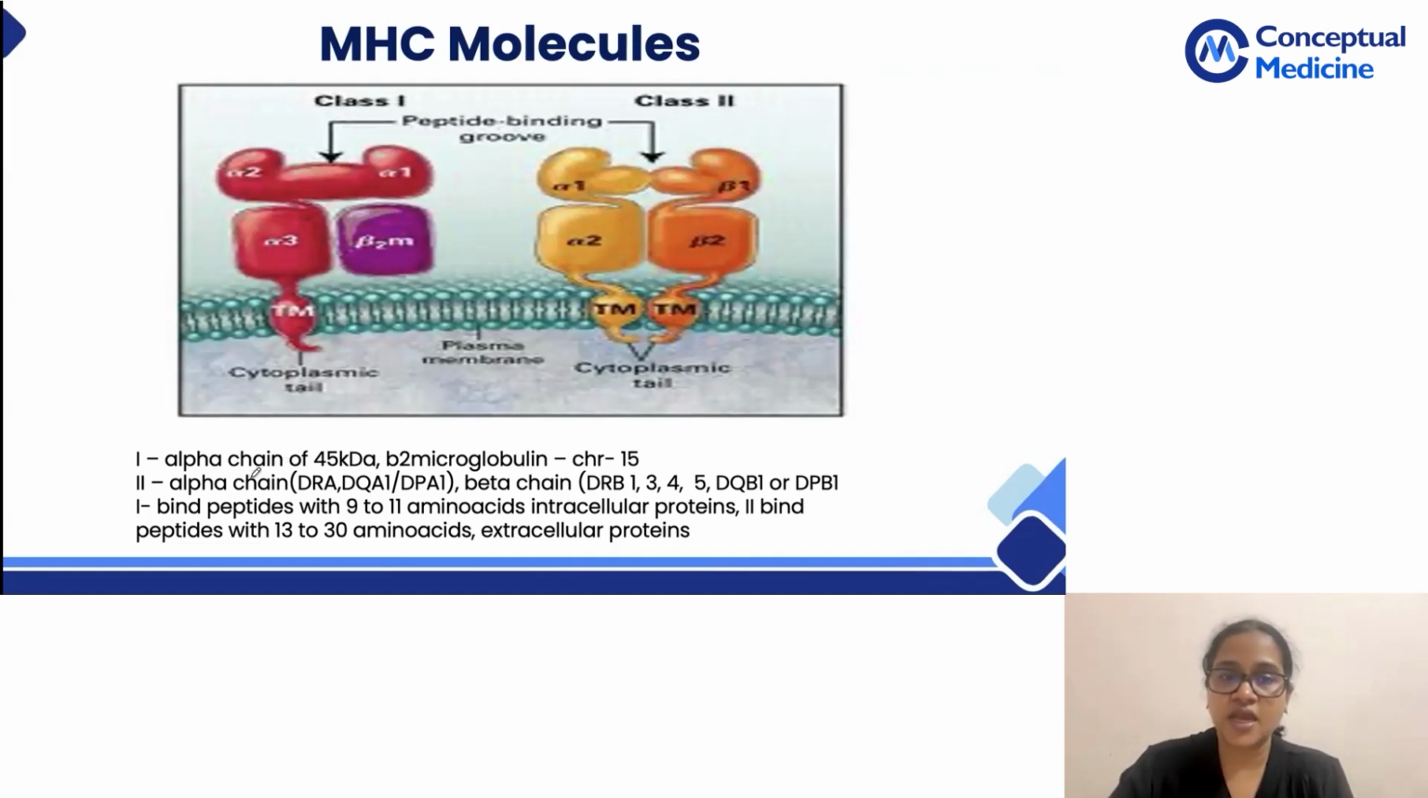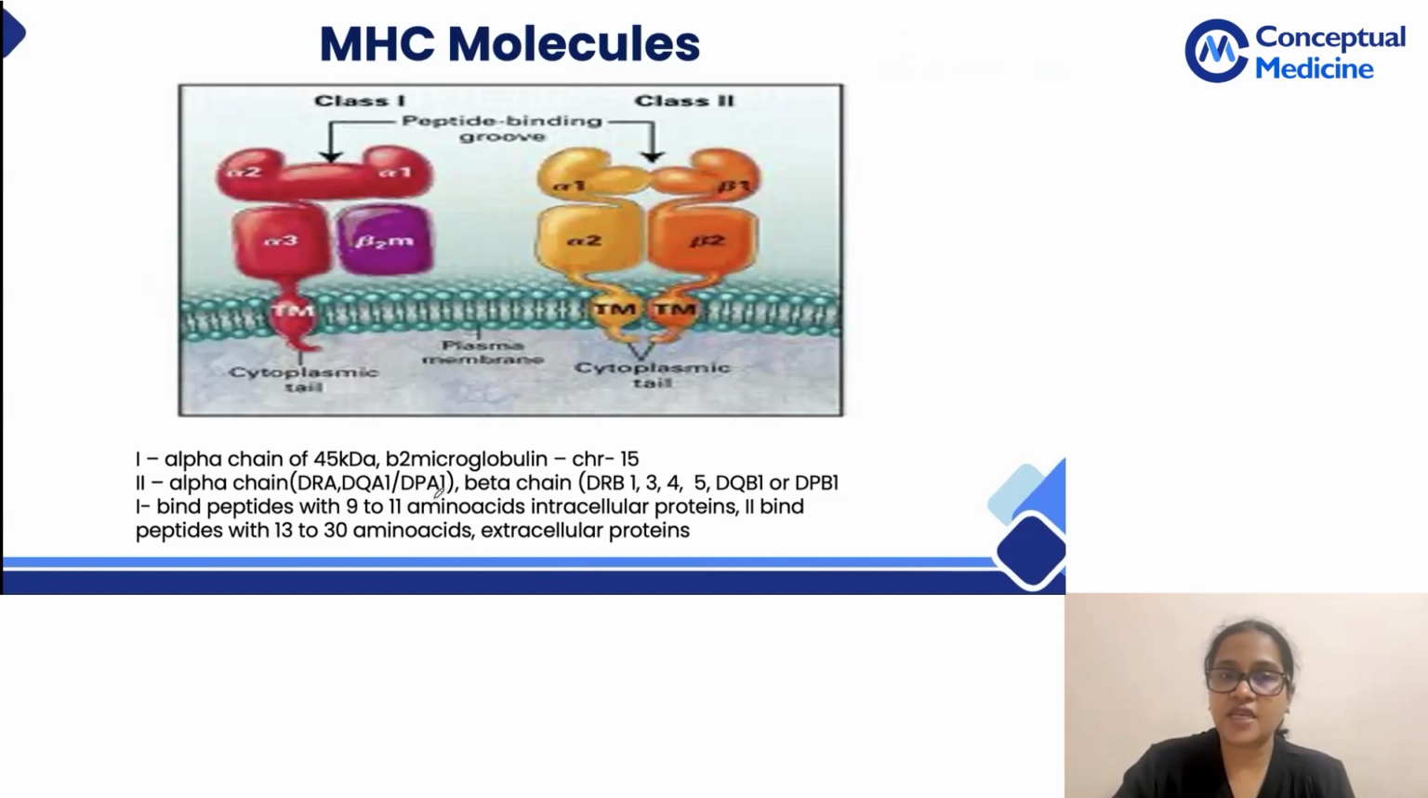Class 2 has one alpha chain, which has alpha 1 and alpha 2, and it has a beta chain, which has beta 1 and beta 2. Both of them have a transmembrane portion, okay, where the end part of it is jutting into your cytoplasm. All right.